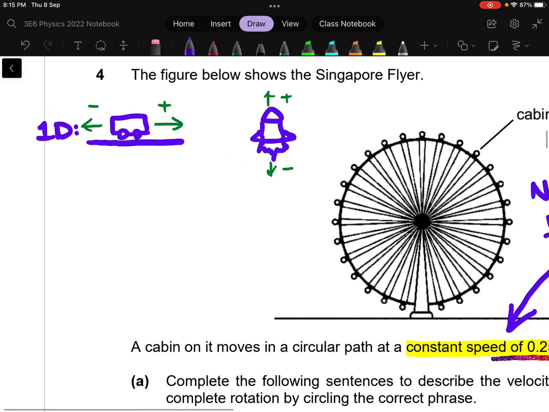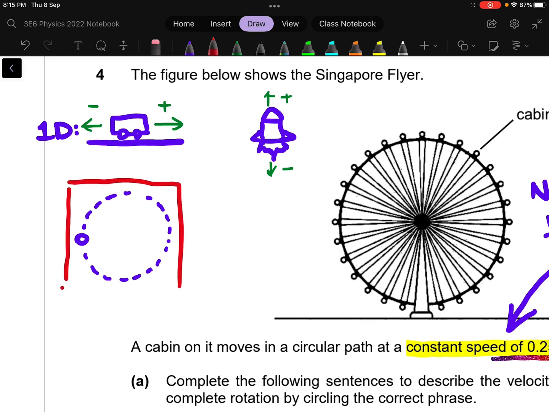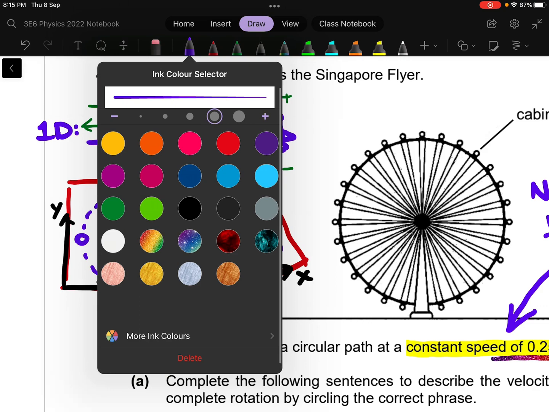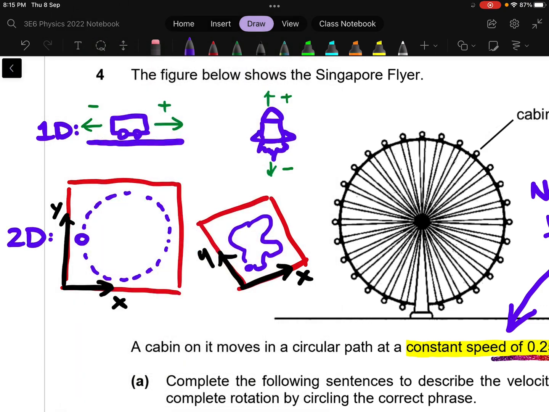So for this example, the cabin is actually moving in a circular way. And when you move in a circular way, it is not either up or down, left or right. It is actually moving on a plane. And this plane can be defined by a y coordinate and an x coordinate. So you can imagine it like that, and it is moving everywhere along this plane. So this kind of motion, we call two-dimensional motion.